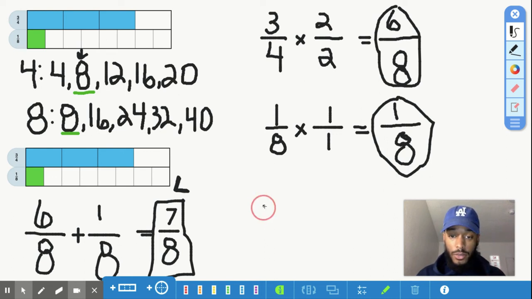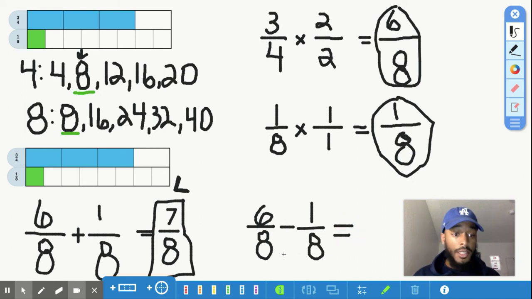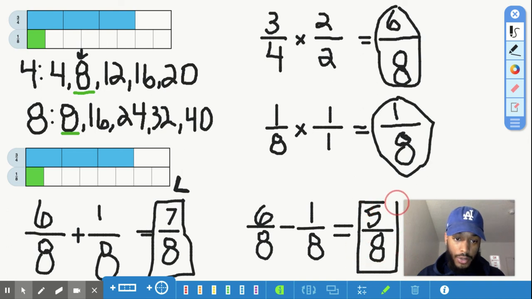I'm going to try it again. So we got 6/8 minus 1/8. And just like we did with the addition on the left-hand side, the denominators are the same. So if the denominators are the same, you can just subtract across as we normally would. So I have 6/8 minus 1/8. I know my denominator is going to stay the same because they're like denominators. And then if I subtract normally, 6 minus 1 gives me 5/8. So this is going to be the length of the shorter screw. So I'm going to put S for short.